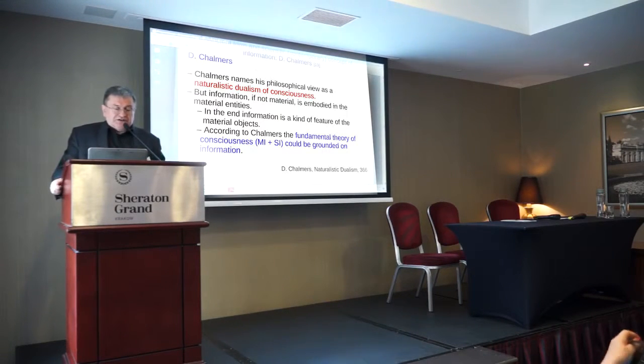But information, if not material, is embodied in material entities. In the end, information is a kind of feature of the material object. According to Chalmers, the fundamental theory of consciousness, we are looking for this theory, we do not have it now. But this will be the theory where we put together, in my language, the manifest and the scientific image, and it should be grounded on information. So not, as Sellars said, on the philosophy of processes, but on the philosophy of information.